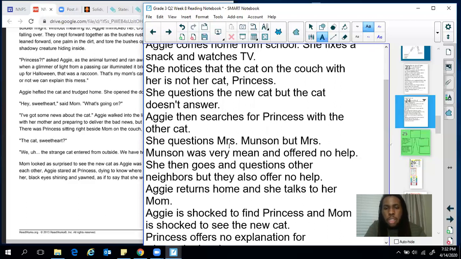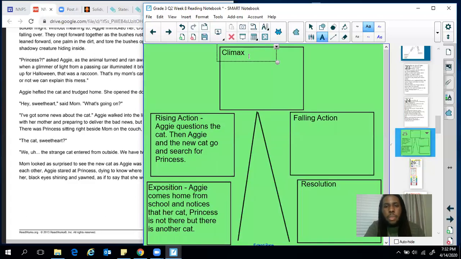So she questions Mrs. Munson, but Mrs. Munson was very mean and offered no help. During that part of the story, I felt a lot of emotion because Mrs. Munson is a mean character. So I think that might be a good place to put our climax. The climax is the point of the most excitement in the story, where the problem gets as bad as it's going to get. Mrs. Munson.